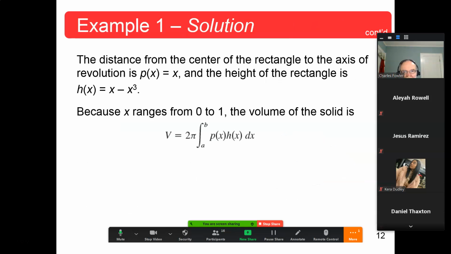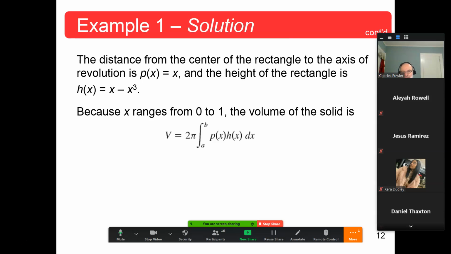The distance from the center of the rectangle to the axis of revolution is x. That's how far out you are. The height of the rectangle is that function value because you're going from that down to the x-axis. So that's going to be x minus x cubed. And because x ranges from 0 to 1, the volume would then be 2 pi, because that's what you multiply by the radius function p, 2 pi p times h times your thickness dx. That's it. And that'll be the integral.